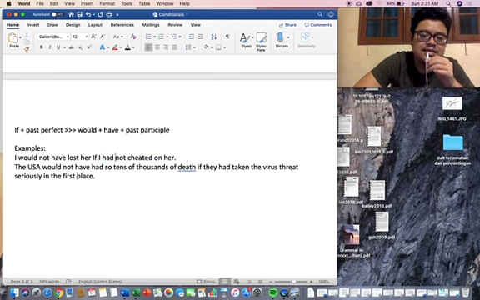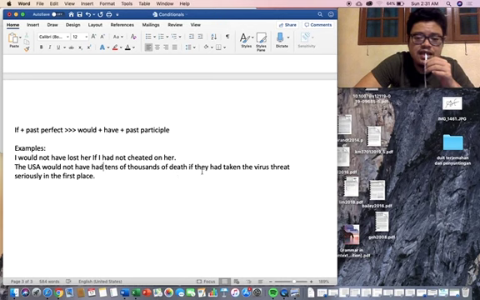Okay, and then the second sentence, this one reflects reality, right? The USA would not have had, sorry, typo here, would not have had tens of thousands of deaths if they had taken the virus threat seriously in the first place. So would not have had, would have had, the past participle for have, right? So it's had tens of thousands of deaths if they had taken, the past perfect, the virus threat seriously in the first place.